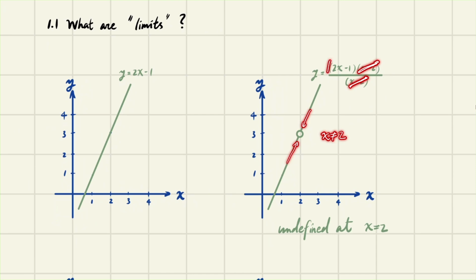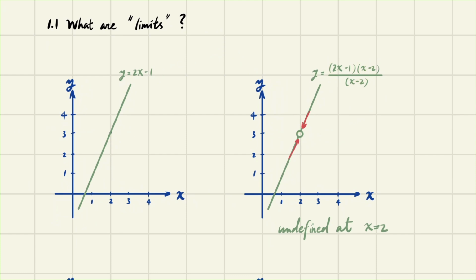So the function looks like a function of 2x minus 1. So if we look back at the 2x minus 1 function, when x equals 2, the y value equals 3. So when x approaches 2, the y value approaches 3. Now that's what the limit is trying to see. It's trying to see what value the function gives as x approaches something, as the input approaches something.